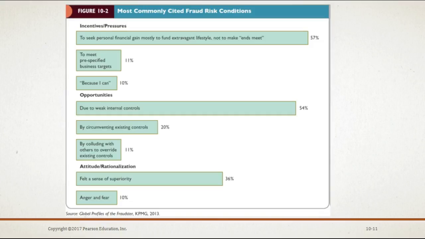Here, we have an illustration of the most commonly cited fraud risk conditions. As you can observe from this figure, the incentive or pressure to seek personal financial gain to fund an extravagant lifestyle or to make ends meet, the opportunity due to a company's weak internal controls, and the attitude of management where executives feel a sense of superiority are the critical risk factors or conditions related to fraud. You can find Figure 10-2 on page 301 of your textbook.